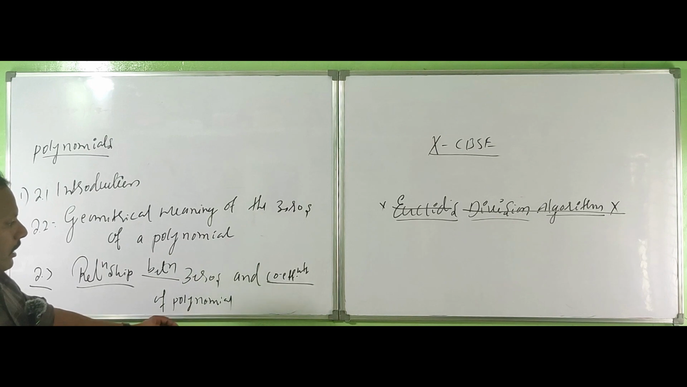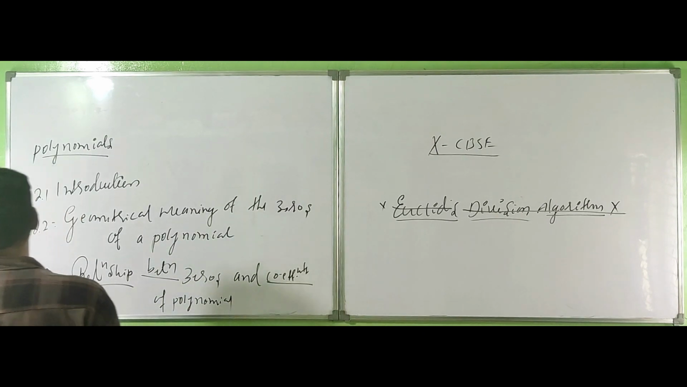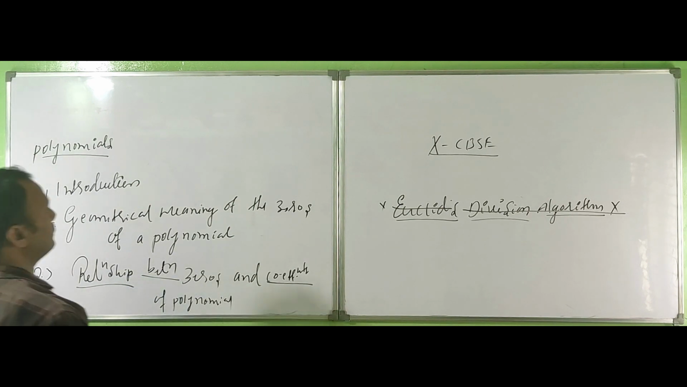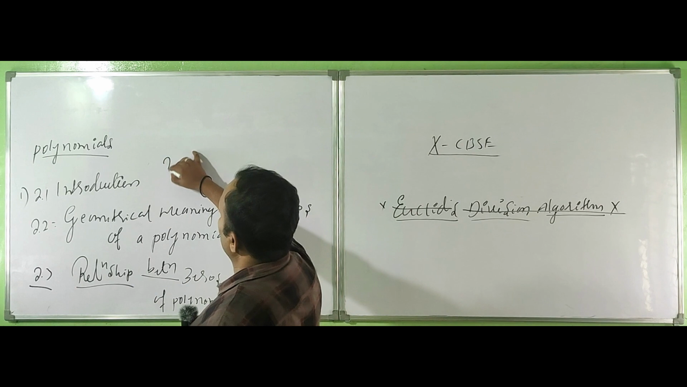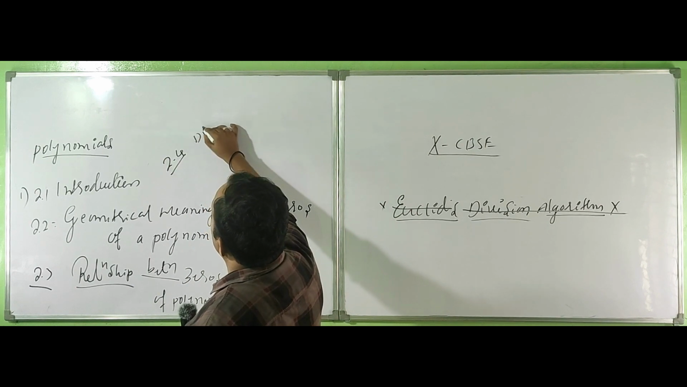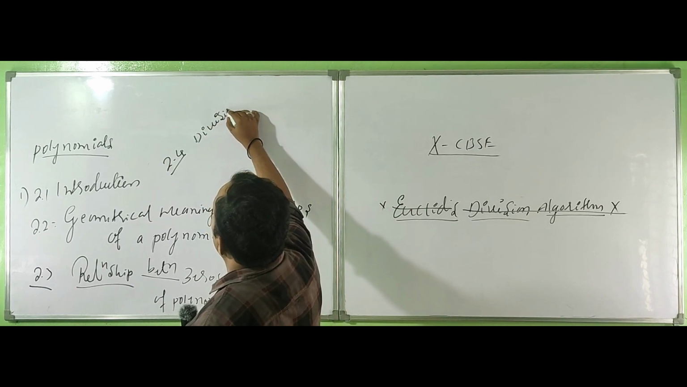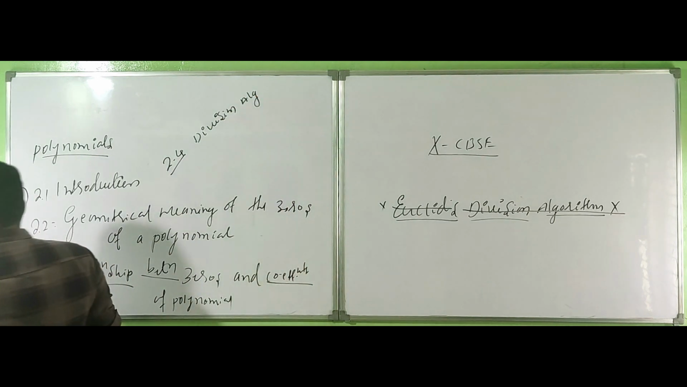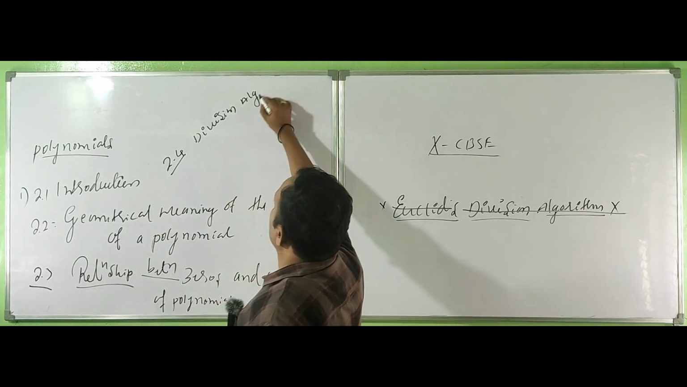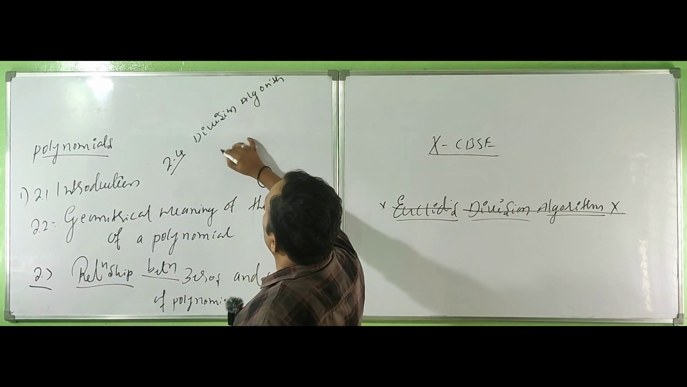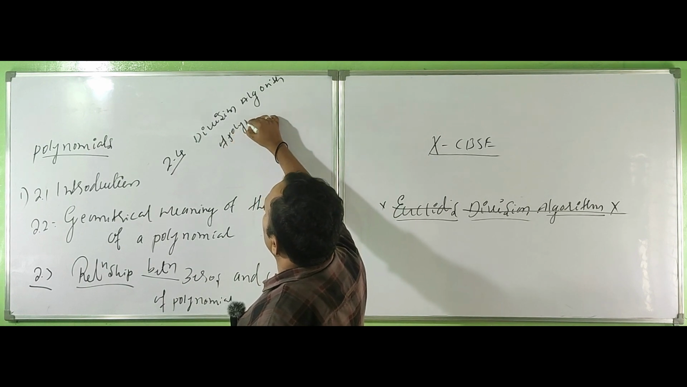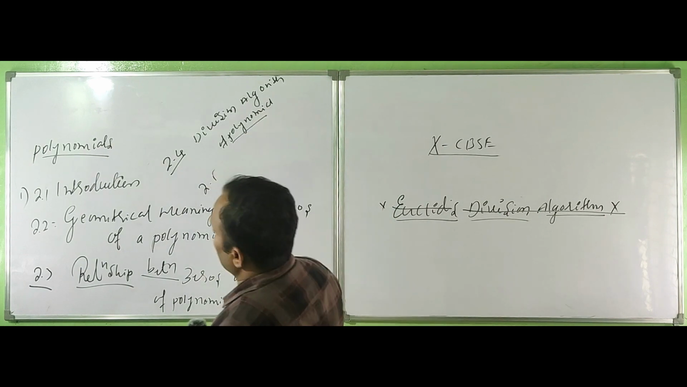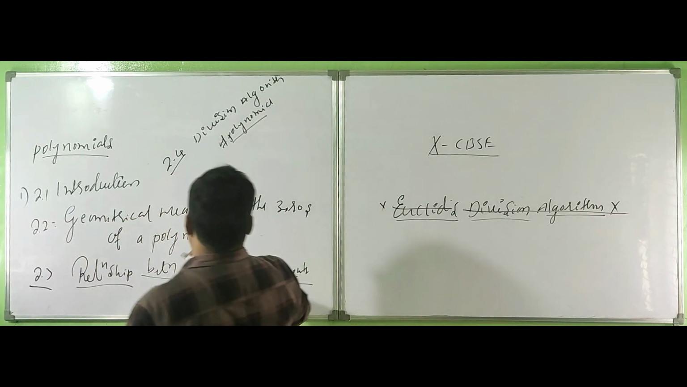And the fourth one, 2.4, is division algorithm for polynomials. That concept is deleted. And 2.5 is the summary, right?